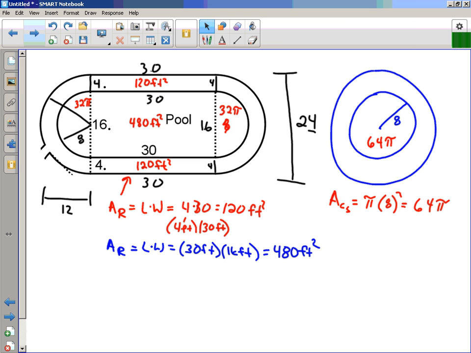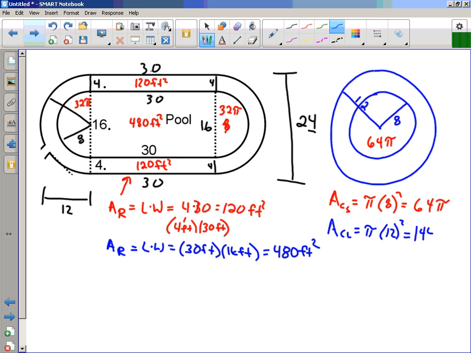But the area of the big circle, which has a radius of 12, is going to be 12 squared pi. That's going to be 144 pi. So this is the area of the whole thing, 144 pi.